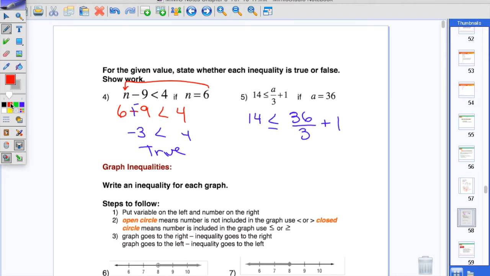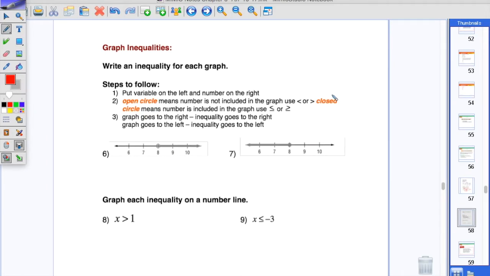Solve by doing the order of operations. So we have 14 less than or equal, and 36 divided by 3 is 12. Bring down your plus 1. So it's 14 less than or equal to 13. So is 14 less than or equal to 13? No, it's actually greater than. So this is false.